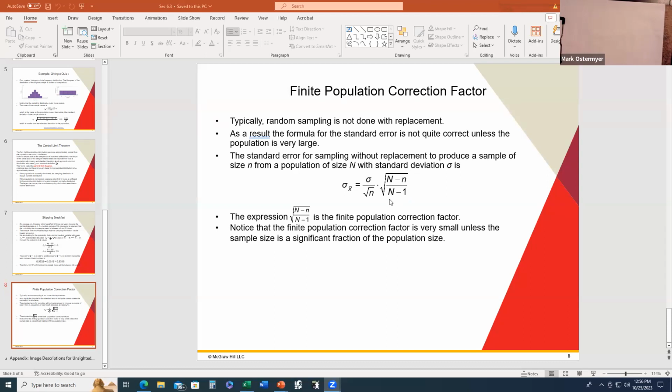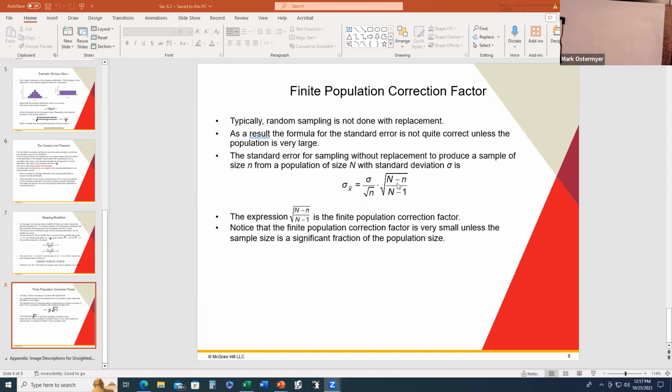And that correction factor is just the positive square root of the population size minus the sample size, divided by the population size minus 1. And this only occurs, like I said, if your sample size is very large compared to your population size. Let me give an example. Like if you had a population of size 100 and you chose a sample of size, let's say 85, from that population of size 100.